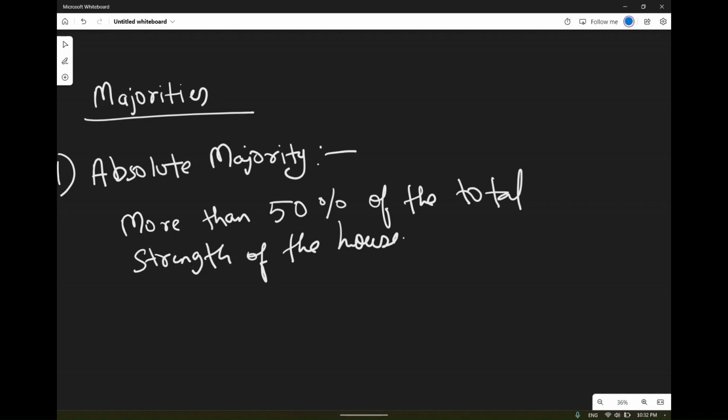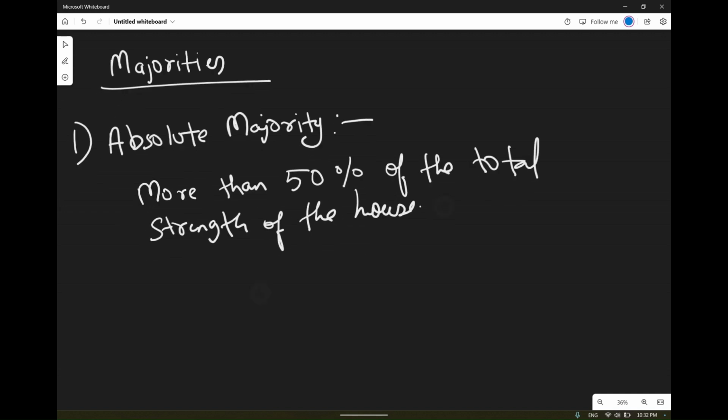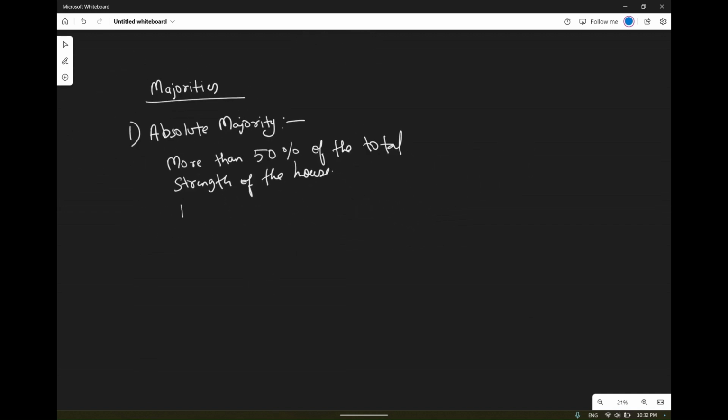Absolute majority indicates that the vote, whether against any decision or in favor of any decision, to win and pass any bill or any decision, should be more than 50% of the total strength of the house, and this number is fixed. Okay.